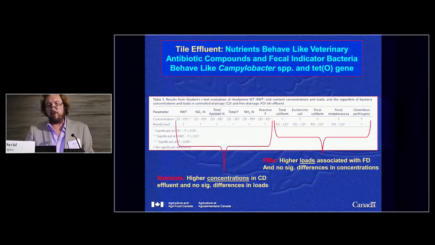Just to reinforce that with regard to a suite of nutrients and fecal indicator bacteria: for the nutrients, we see higher concentrations in control drain effluent, but no significant differences in loads. And for the fecal indicator bacteria, we see higher loads associated with free drainage and no significant differences in concentrations.